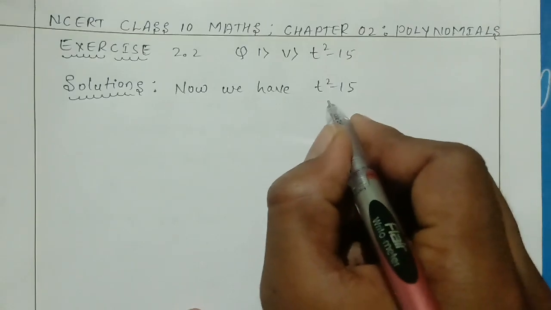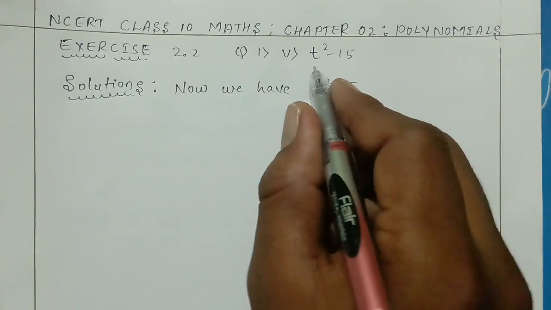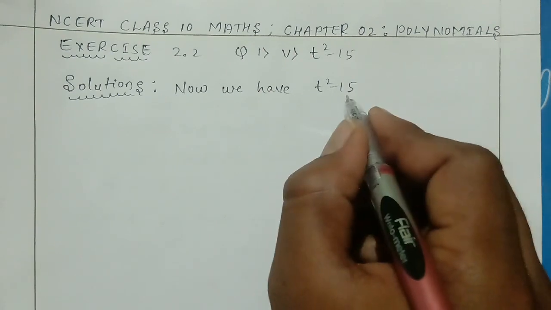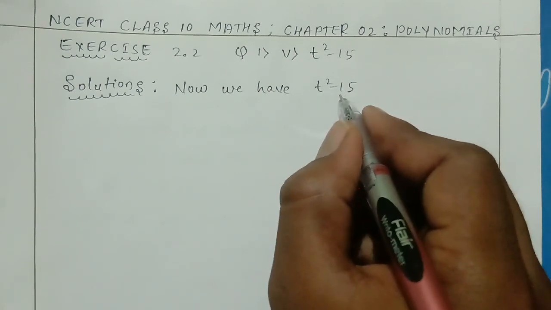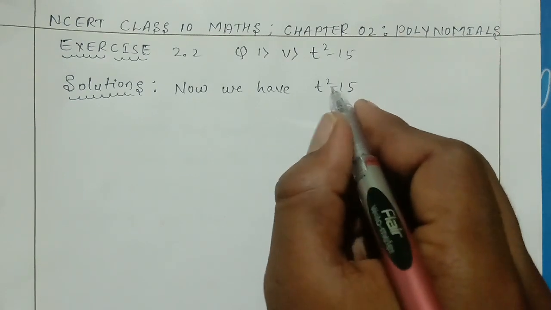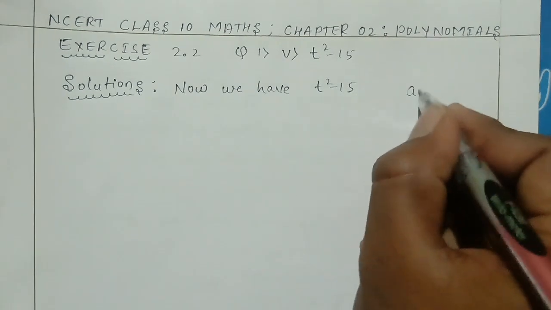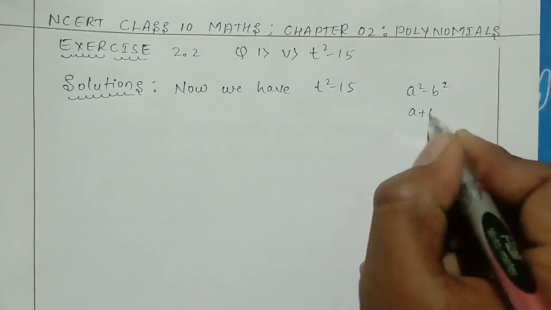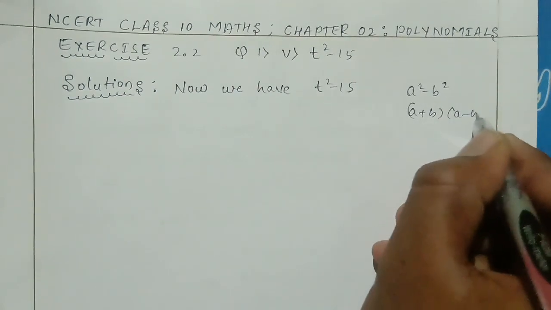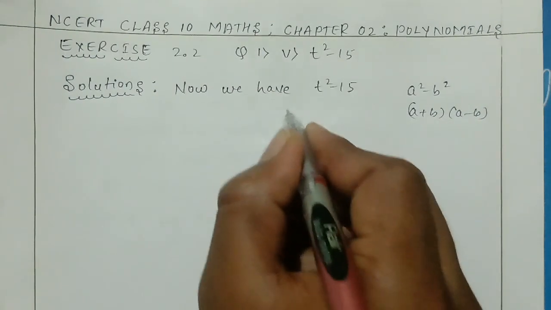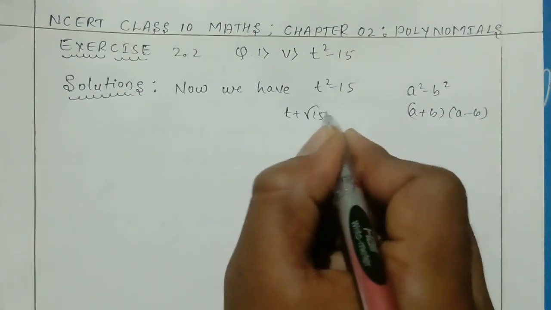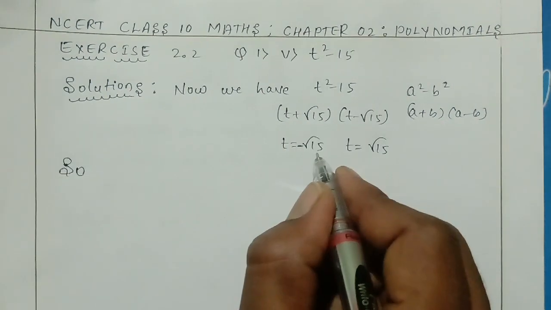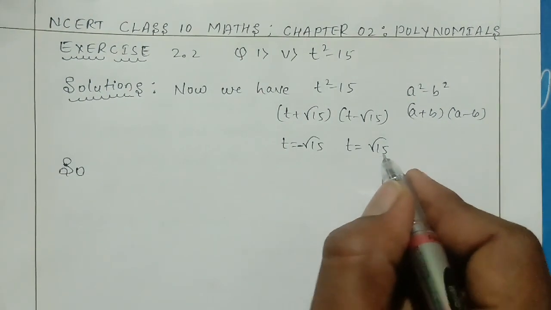Now I will explain the fifth question, that is t square minus 15. Okay, so you can find its factors of t square minus 15. So just think this is in the form of a square minus b square. A square minus b square can be written as a plus b into a minus b. So here you can write t plus root 15 into t minus root 15. T value is minus root 15 and t value is root 15.